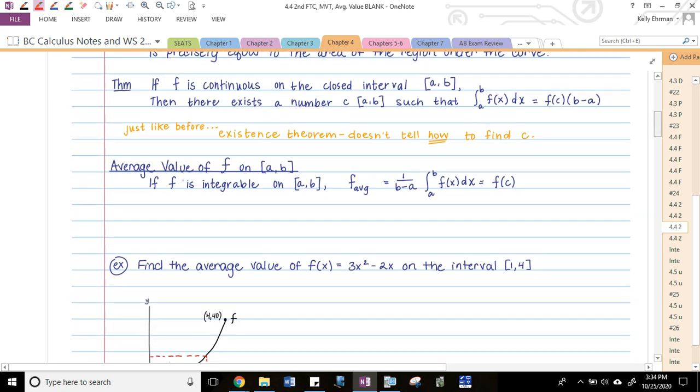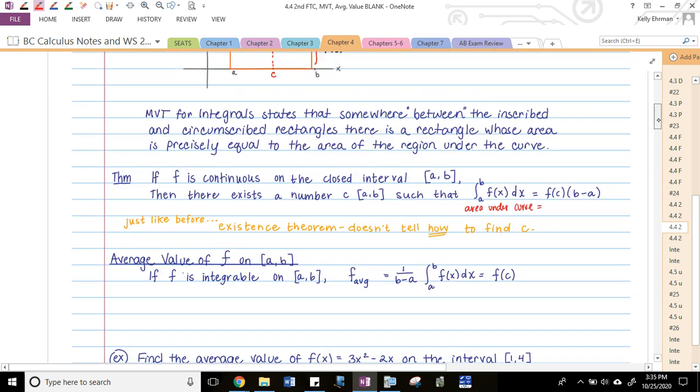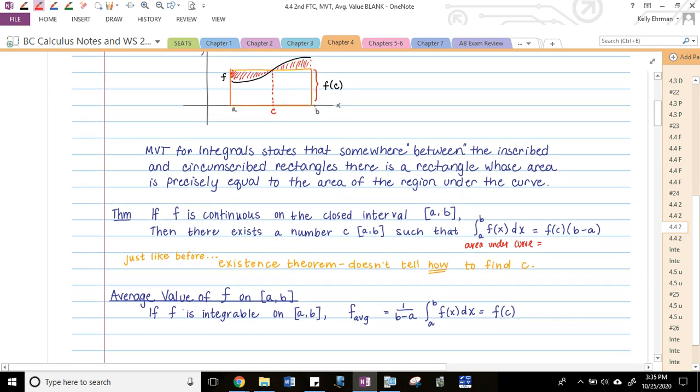So the theorem officially says if f is continuous on the closed interval a to b, then there exists a number c on a to b such that the integral from a to b of f of x dx, the area under the curve, is equal to, what's f of c times b minus a? Remember on our diagram, f of c is the height of the rectangle, b minus a is the length of the rectangle. So there's some c for which the area under the curve equals the area of the rectangle. And let's just make a note. Height is f of c. Base, I should probably write base, is whatever the distance between b and a is.